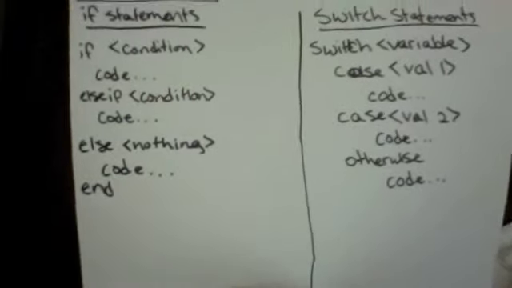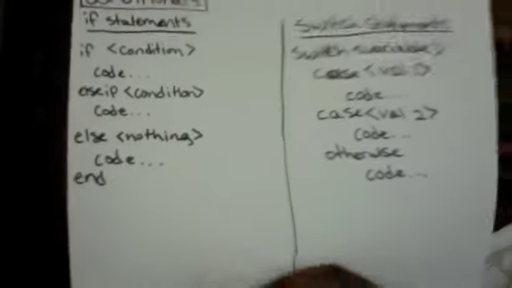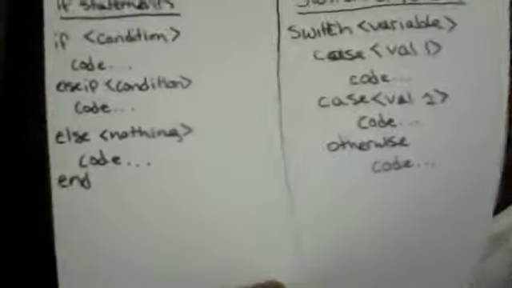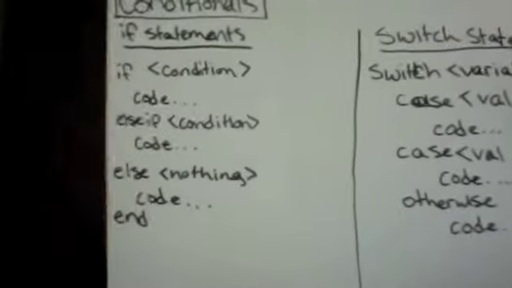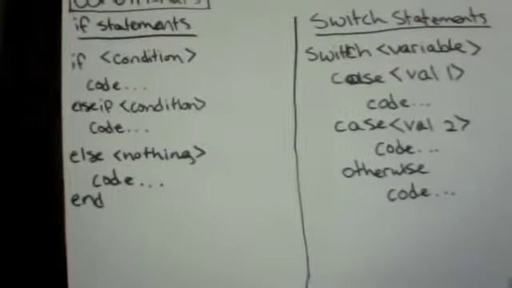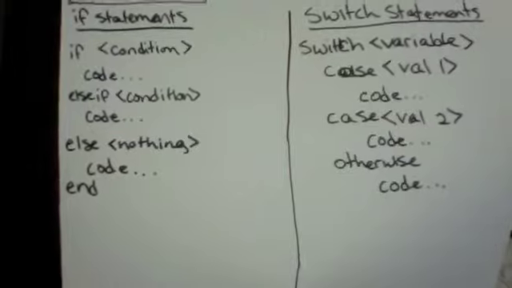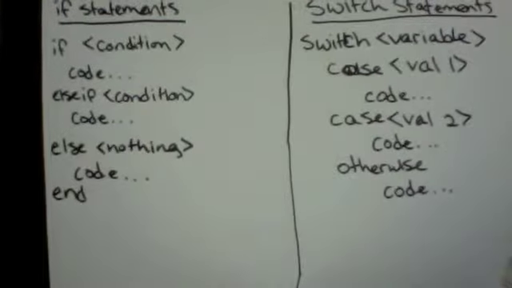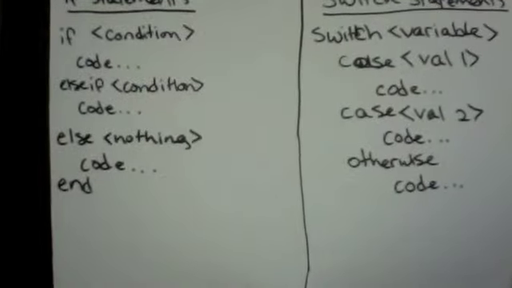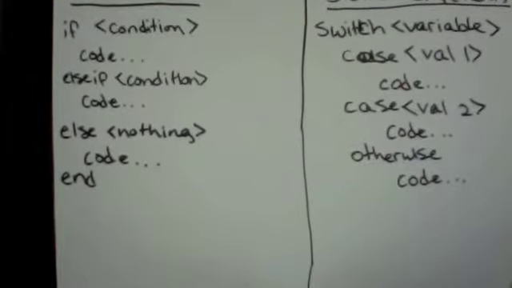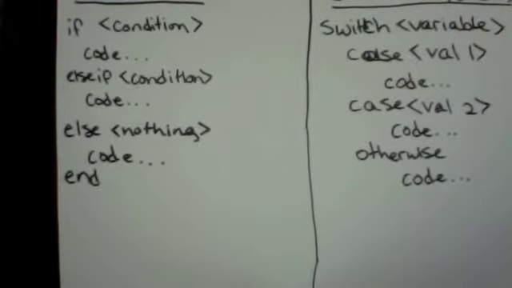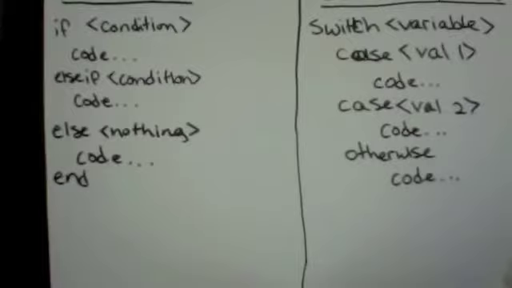For our switch statement, we're going to have switch some variable, case value 1, so what that variable might be equal to. If it's equal to that value, then you're going to execute that code. Case value 2, if it's equal to that value, you're going to execute that code. Otherwise, you're going to execute the final code and you're going to end the statement.